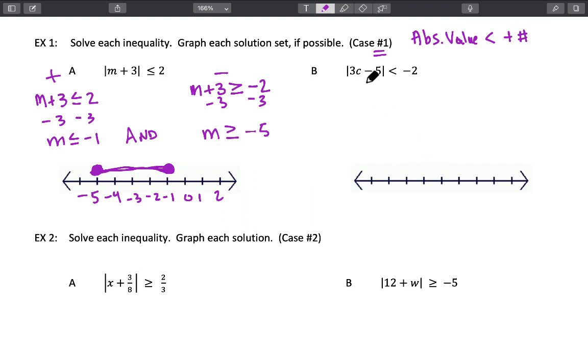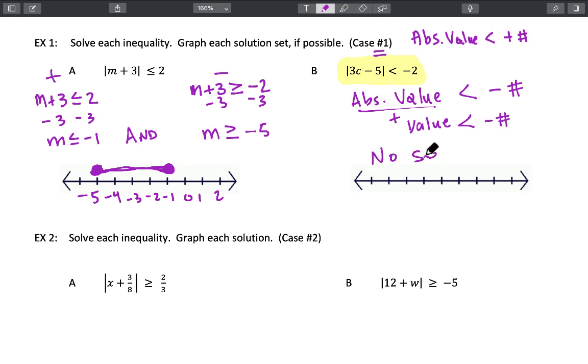Let's take a look at example B. In example B, we have the absolute value of 3c minus 5 is less than -2. Uh-oh, we have a little bit of a red flag here. What do we notice on the right side of that inequality? We have an absolute value that is less than a negative number. Now remember, absolute value can never be negative. It's always a positive value. Well, you can never have a positive value that's less than a negative number. So right away, in this case, we notice that there is going to be no solution. And we don't have to go any further in order to solve that absolute value inequality.